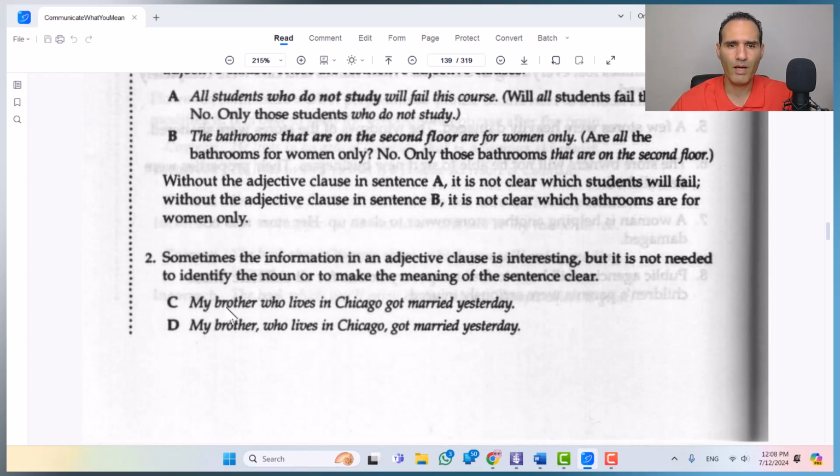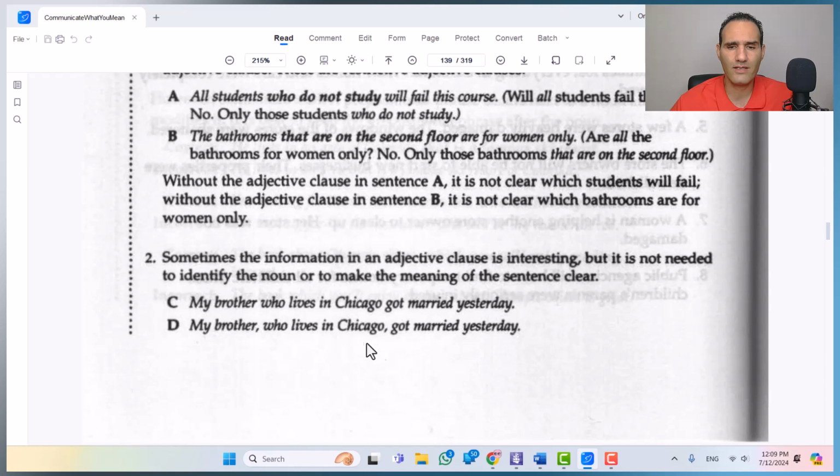Here it says, my brother who lives in Chicago got married yesterday. My brother, who lives in Chicago, got married yesterday. What is the difference between C and D? Only these two commas. How important these two commas are. You see, is there any difference between these two sentences? Sure there is. The commas in D indicate that the speaker has just one brother. So the hearer also knows that the information between the two commas is not essential.